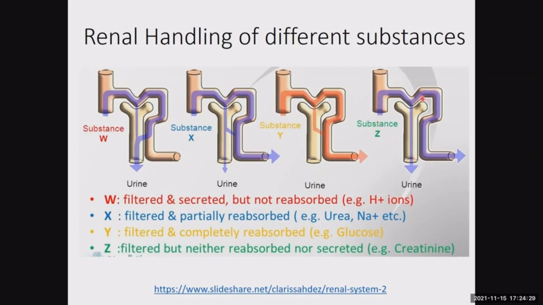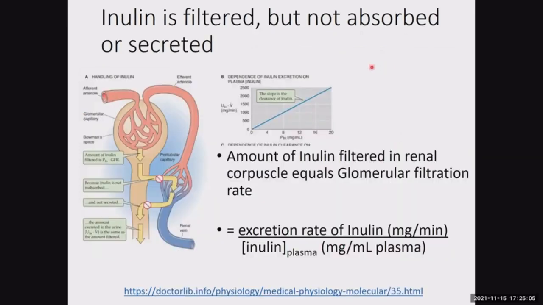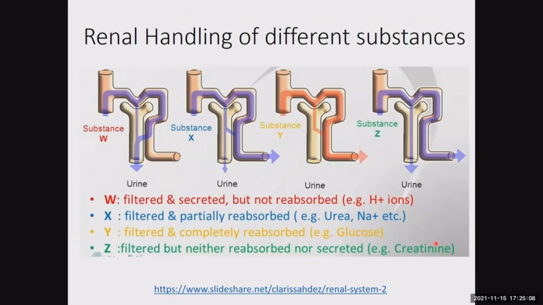we can see materials that are filtered, but neither reabsorbed nor secreted. So what is filtered out in this process of going from the glomerular capillary through the filtration barrier into the urinary space as raw filtrate, materials such as creatinine will not be reabsorbed and will not be secreted. And so the glomerular filtration rate is going to correspond with our excretion rate.